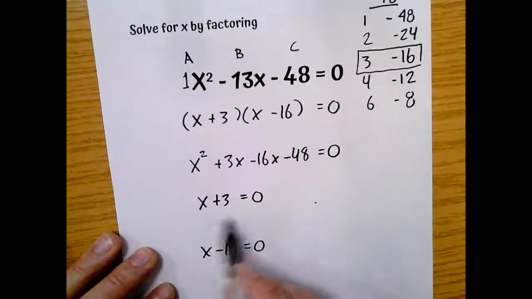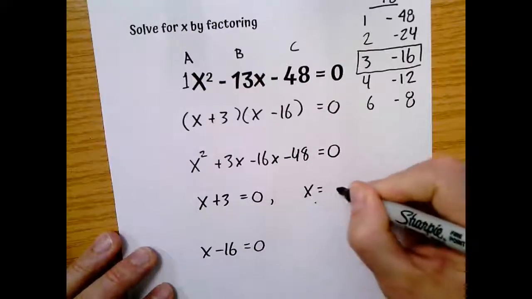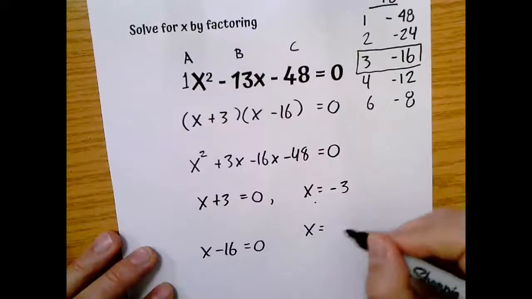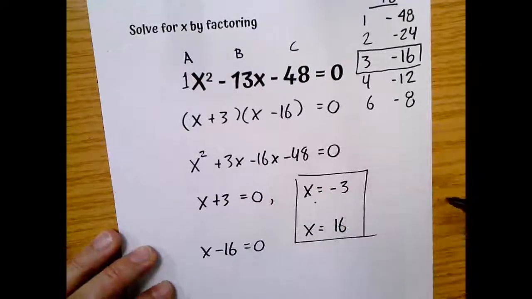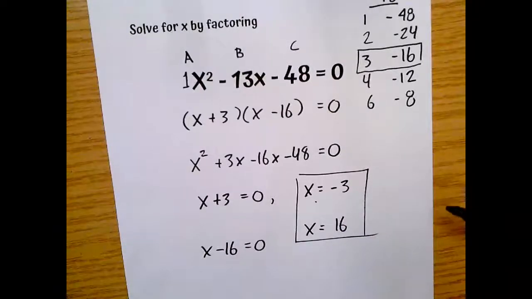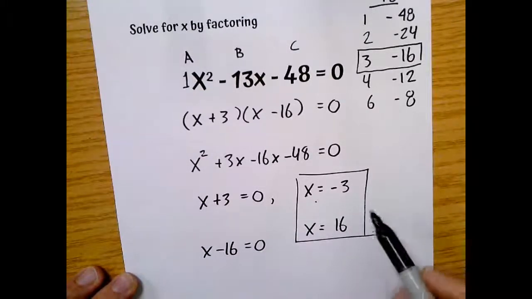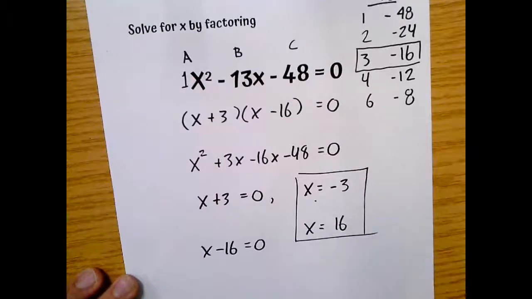So then just using our algebraic skills to solve, I could find here, well, then x is negative 3 and x is positive 16. And these are our two solutions. And these are what we would consider roots or zeros. But essentially, it's where your quadratic, where that parabola, crosses the x-axis. So this parabola crosses the x-axis at negative 3 and positive 16.